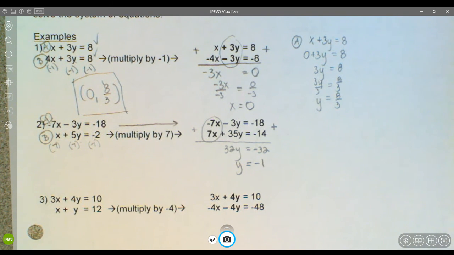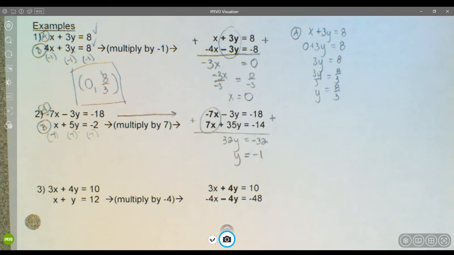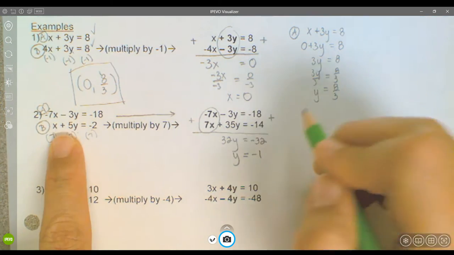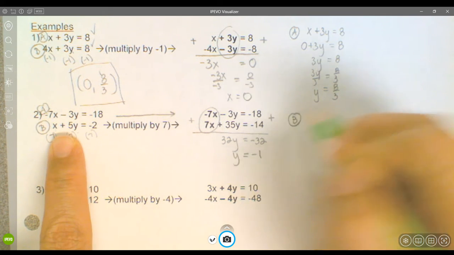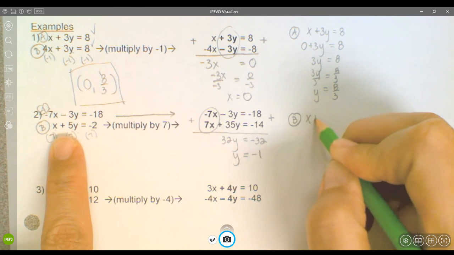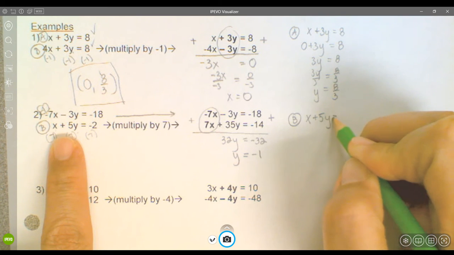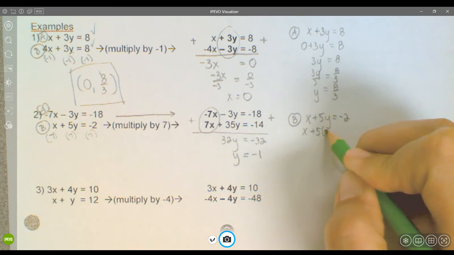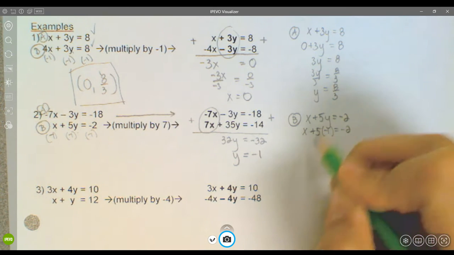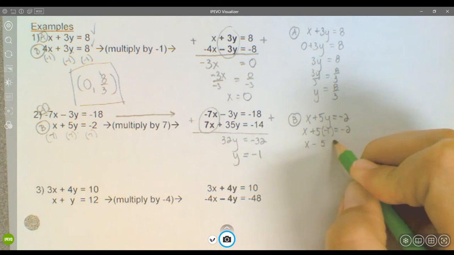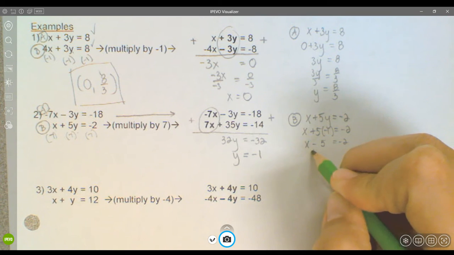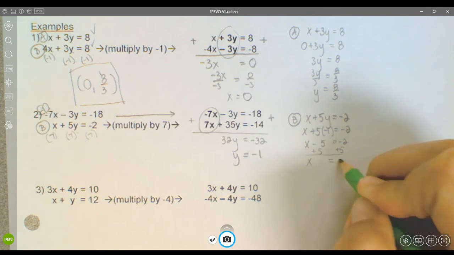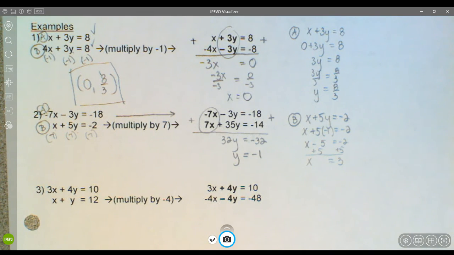So I know that y equals negative 1. I must find the value of x. So when I look at my two equations, of course I'm going to use equation B. That's so much easier. So if I have x plus 5y equals negative 2, x plus 5 times negative 1 equals negative 2, x minus 5 equals negative 2, and adding 5 to both sides, I find that x equals 3.